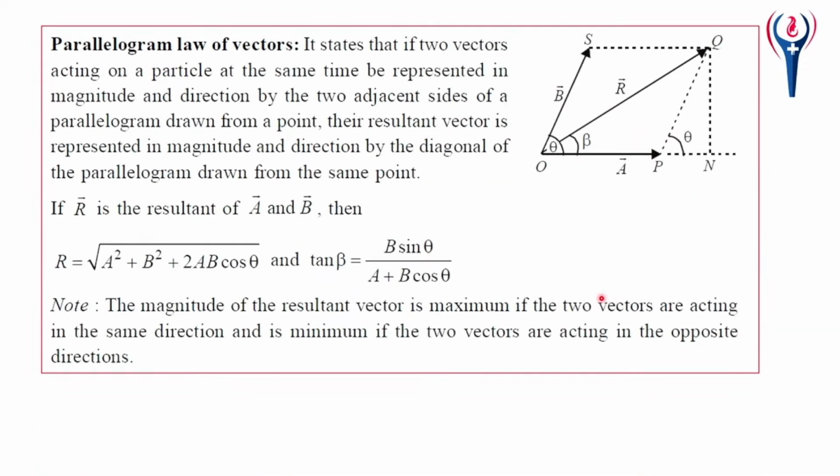Same way parallelogram law of vectors. If two vectors A and B act as two adjacent sides of the parallelogram, then the diagonal joining these two vectors acts as the resultant vector R. Its magnitude is square root of a square plus b square plus 2ab cos theta, and tan beta equal to b sin theta by a plus b cos theta.